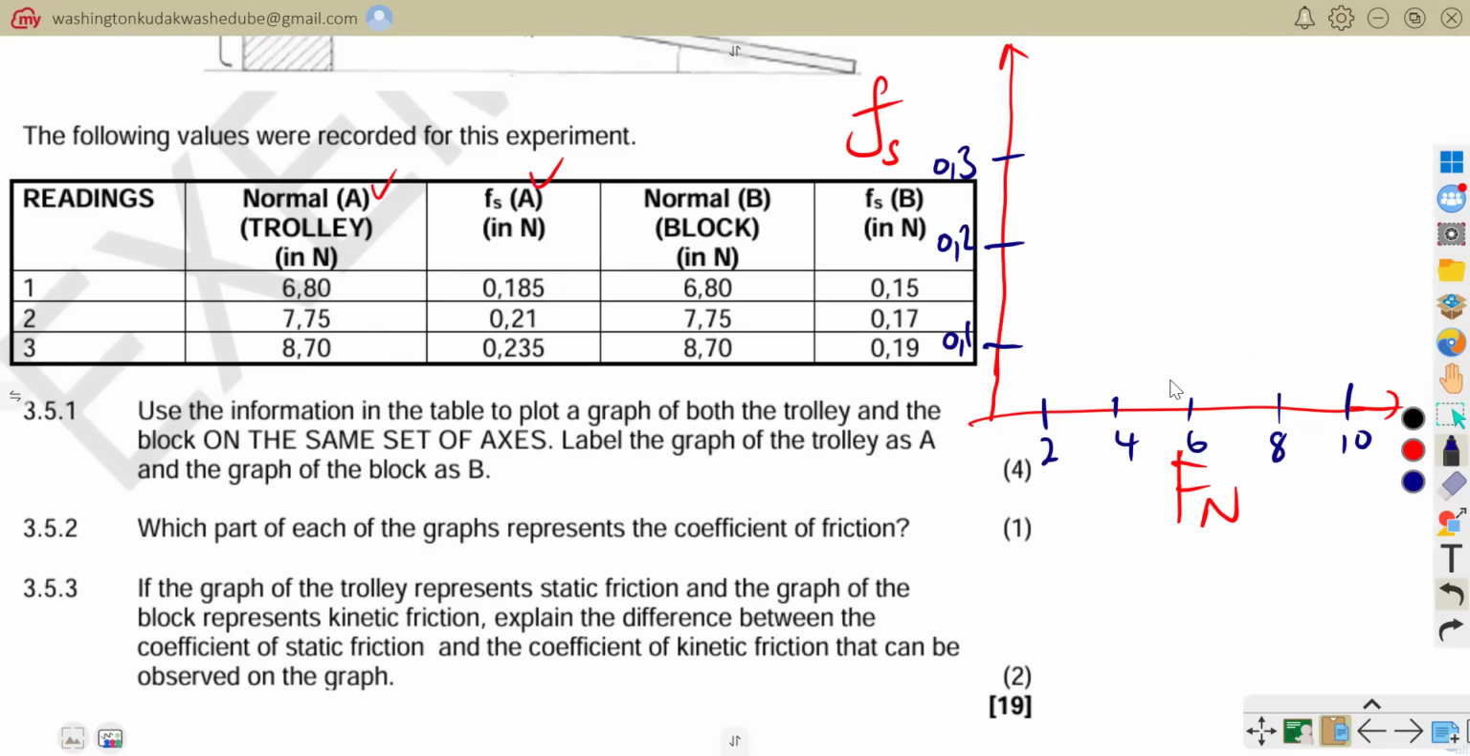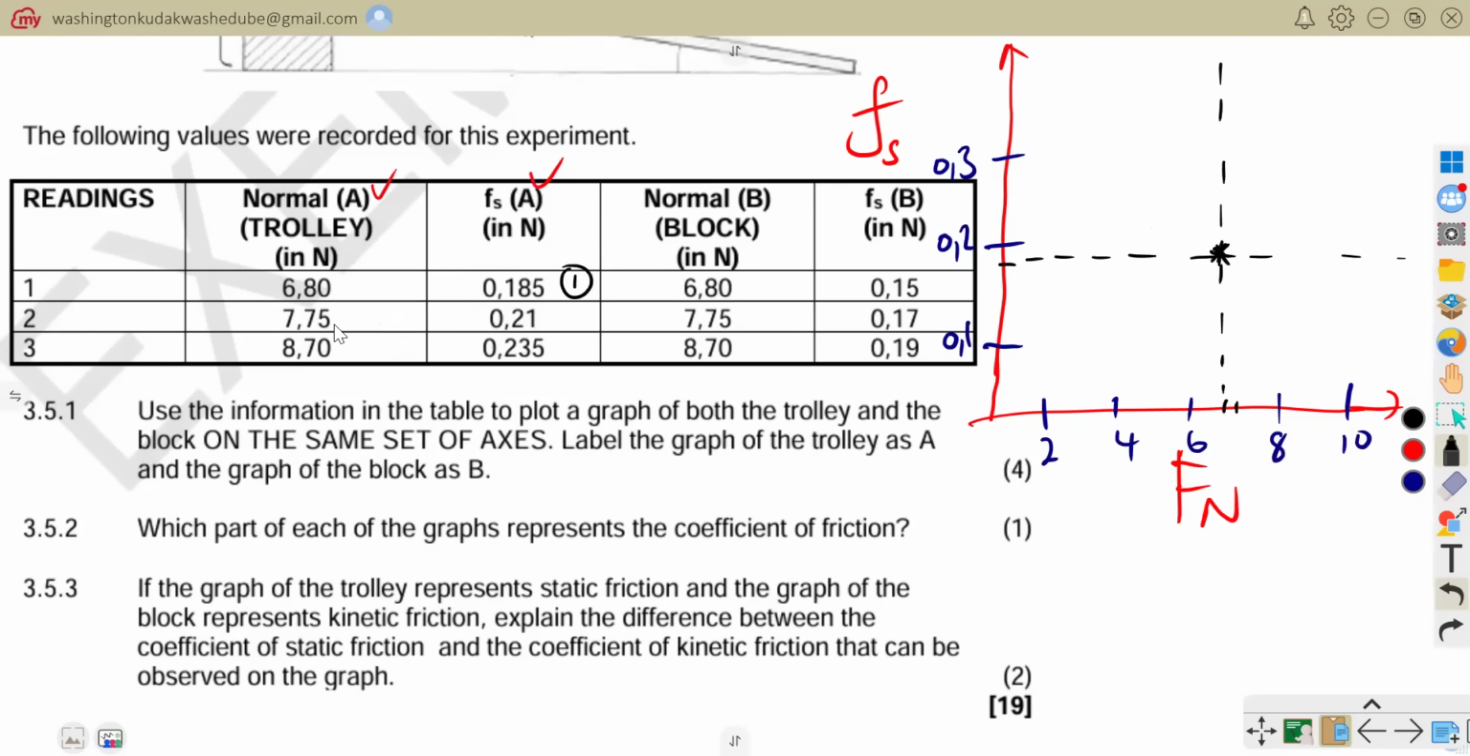If that is the case, I would start plotting my values there. So I would take 6.80 against 0.185. So this can be 7, and then 6.80 can be here. If I take 6.80 up, and then I plot against 0.185, it can be here, so that wheresoever these two lines meet, like for example here, this becomes my first plot.